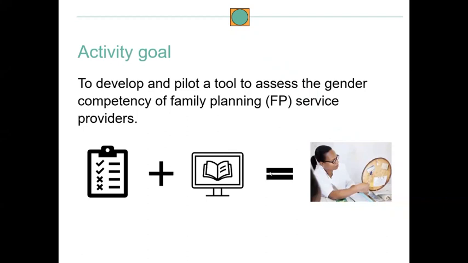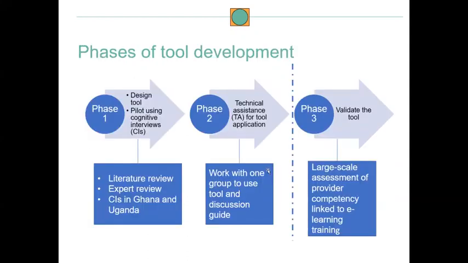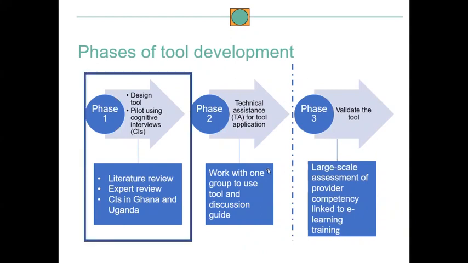This training was developed by another team concurrently with our development of the tool. The content of the tool and the training are based again on these 6 dimensions of gender competency, which I'll describe in detail in this presentation. The development of the tool has 2 planned phases and 1 potential phase. We are in phase 1, and we'll focus on this for today's presentation.